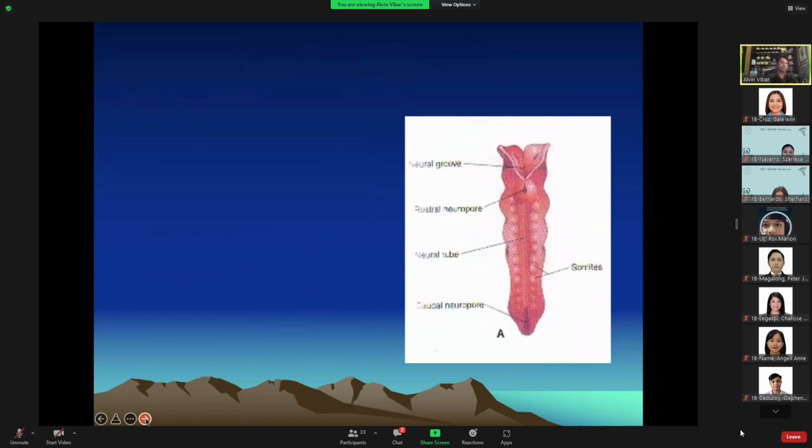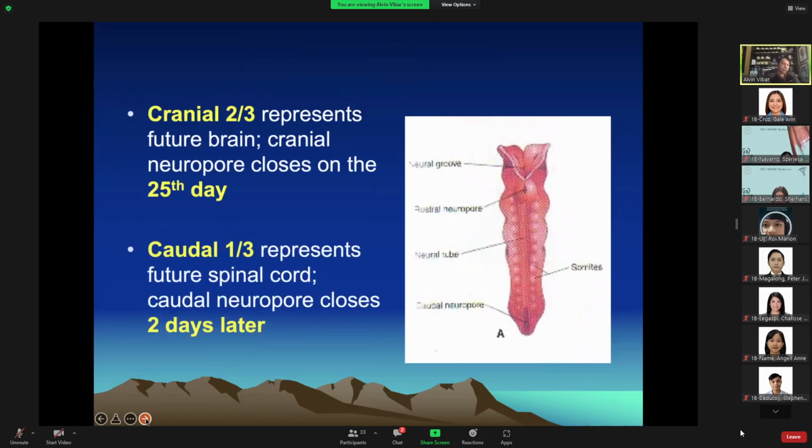This is the neural tube. Take note. The cranial 2/3 will become the brain, while the caudal 1/3 will become the spinal cord. You have to remember the concept that I gave to you. Neural tube will become the brain and spinal cord. Okay? Initially, we have openings. We call it neuropore. So you have openings here. We call it your cranial or rostral neuropore. And you have your caudal neuropore.